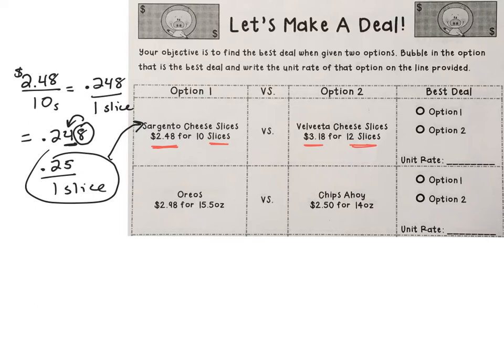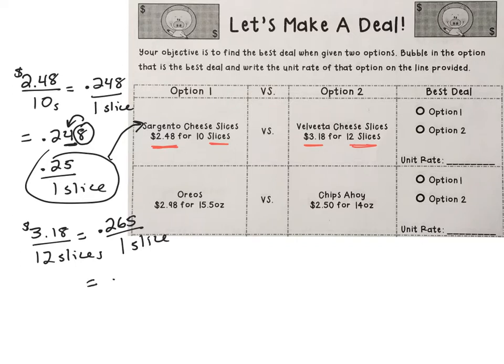Let's try Velveeta. Velveeta says $3.18 for 12 slices. So we want to find out how much money it is per one slice. So we divide 318. I have my calculator right here. 318 divided by 12. That gives me 0.265 dollars for every one slice.